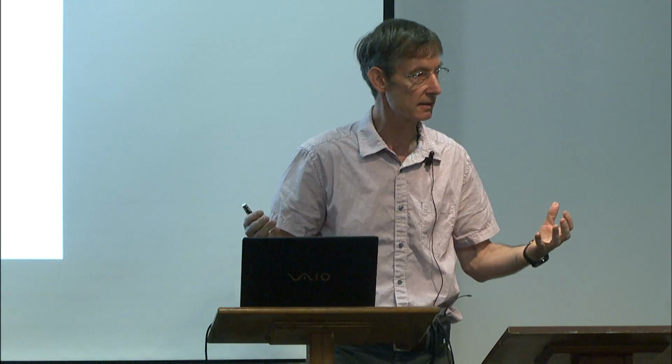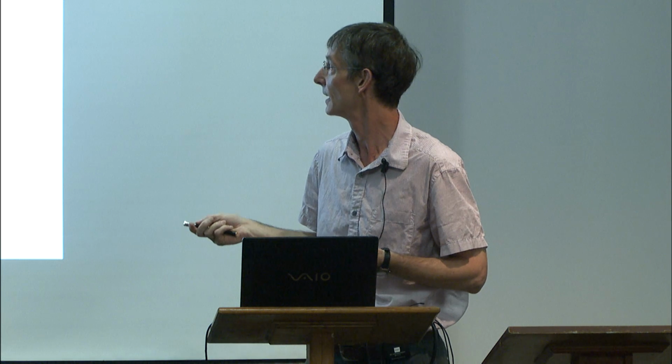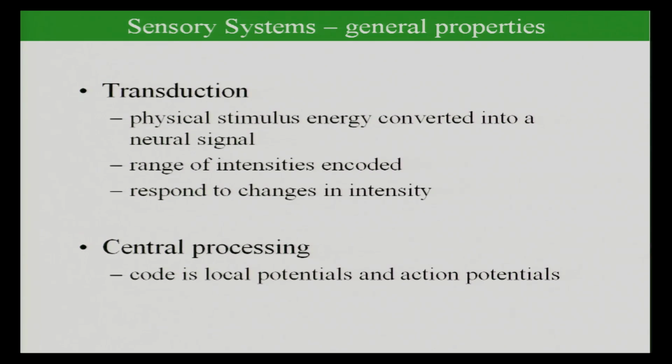So how do we get this information that's out there into the brain? Well, as in all sensory systems, the first thing that we do is we transduce it. And transduction, as you remember, the first point on the slide of 5 points was that you take a physical stimulus energy and convert it into a neural signal. So you have to take the light energy from out there in the visual system and convert it into something that your brain encodes.